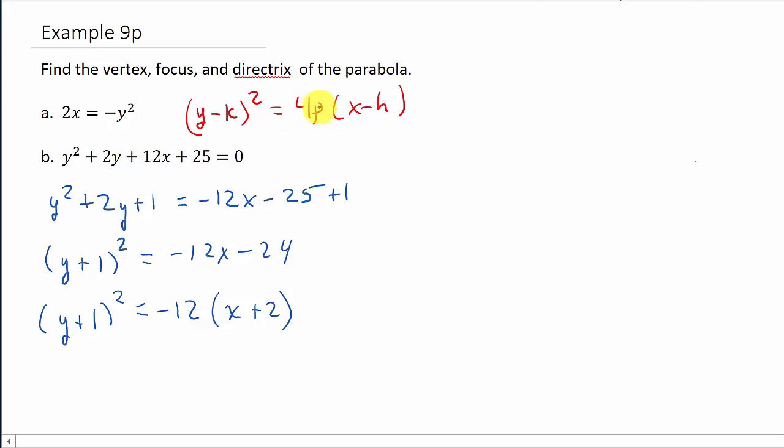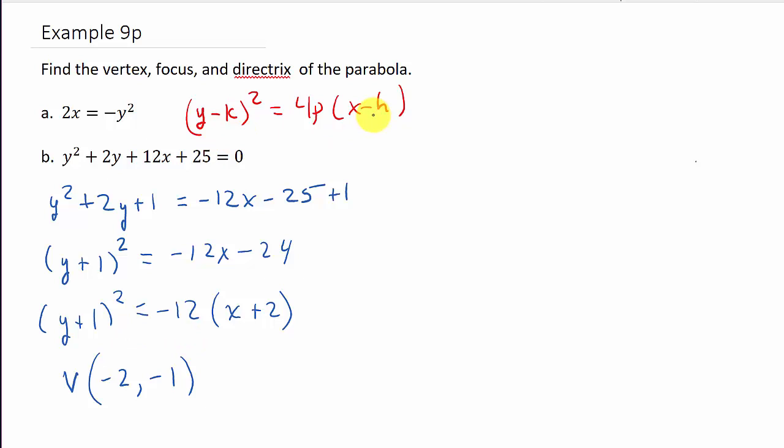So let's go ahead and get the vertex. Remember, the vertex is (h, k), okay? So we can see we've got a 1 and a 2 here. So the vertex is going to be negative 2, negative 1. Remember that the h and k are going to have the opposite sign of what you see here because of the minuses in the formula. All right, so we've got the vertex.